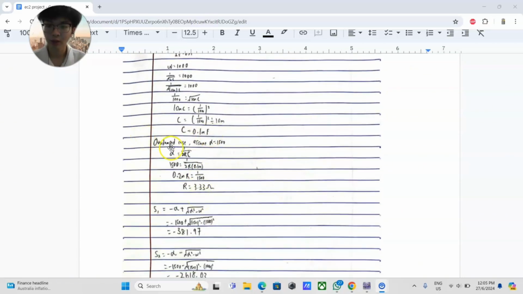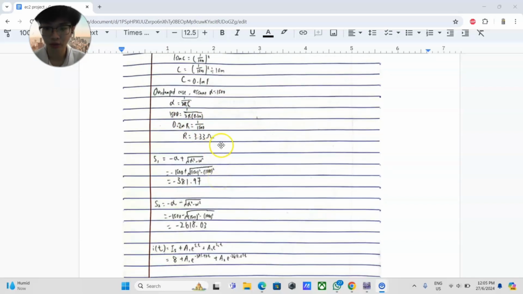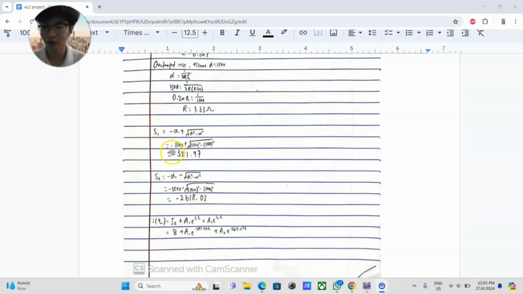For the overdamped case, we know that alpha must be larger than W, so I assume alpha is 1500. Alpha is equal to 1 over 2RC, and we already found C. So 1500 equals 1 over 2R times 0.1 mF. After the calculation, we get R equal to 3.33 ohm. After that, we need to find S1 and S2.